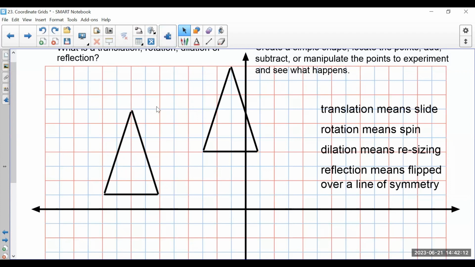So you haven't changed the triangle, you've just slid it somewhere. And you could slide it down, you could slide it over. That's a translation. So anytime you're just sliding the triangle around, you have translated the shape. Okay. Next thing.